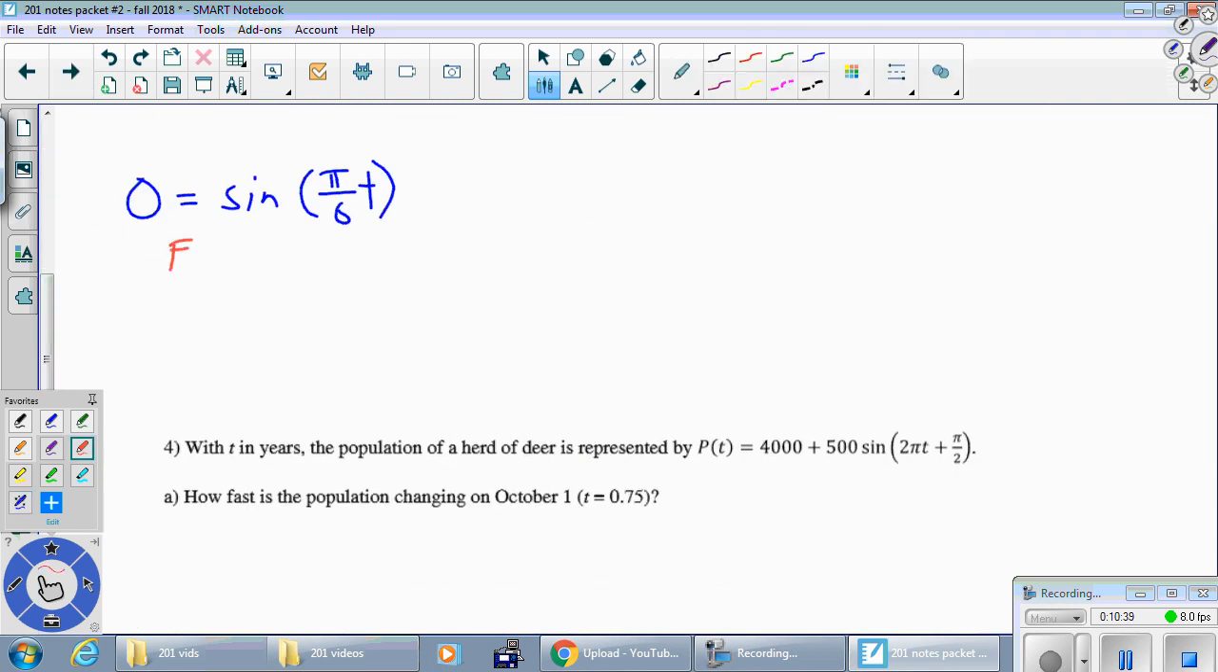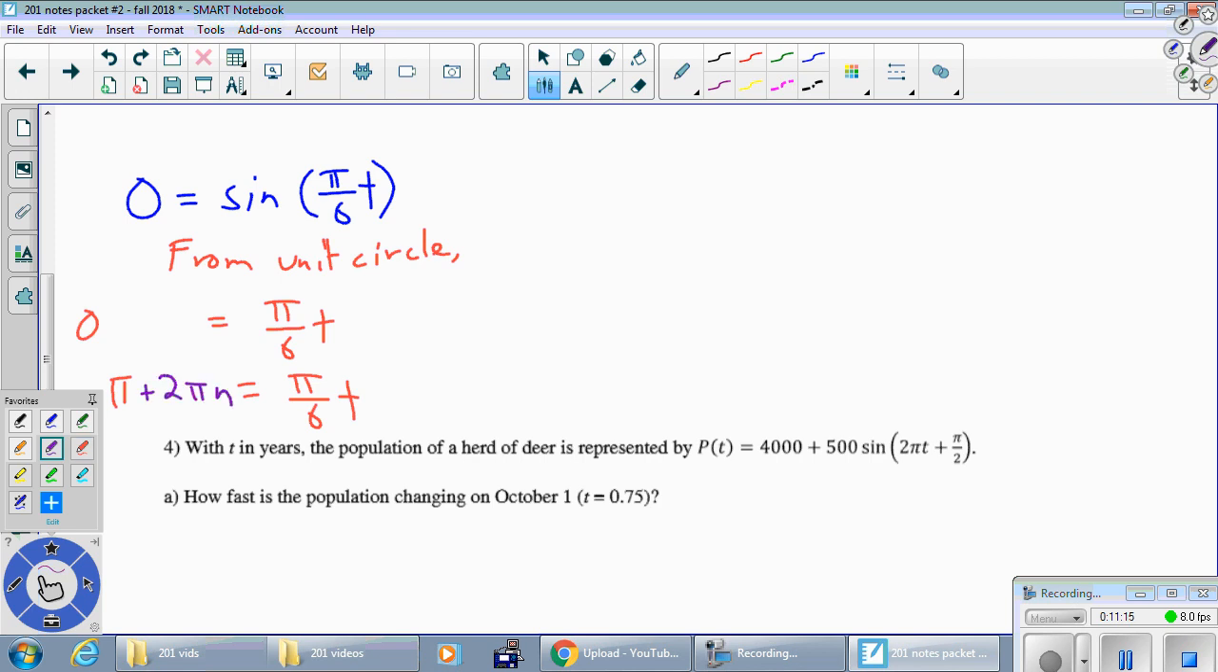Okay, so from the unit circle, we've got two answers. Either 0 radians is equal to the angle, pi over 6 t, or pi radians is equal to the angle, pi over 6 t. But remember, there's almost always two fundamental answers, but there's really infinitely many answers because we could lap around the unit circle 83 times before finally landing on pi. And so this is, again, the part where we add the plus 2 pi n to both of them.